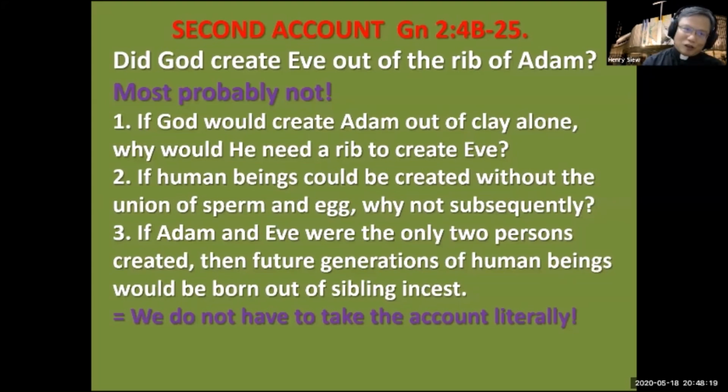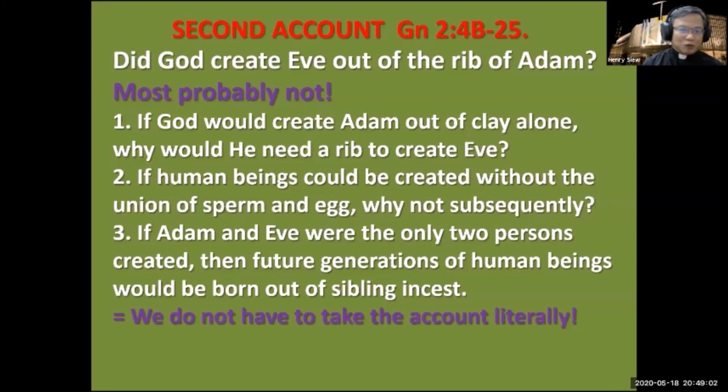Now the second account, the question we asked then would be, did God create Eve out of the rib of Adam, and did God create Adam from soil? And the answer is also probably not. If God had created Adam out of clay alone, why would he need a rib to create Eve? There's no necessity. But there is a symbolic meaning in that, because when Eve was created, Adam acclaimed, "Oh, this is flesh of my flesh and bone of my bone." So that acclamation brings up the closeness, the intimacy between husband and wife. And that is the message that was intended to be presented.